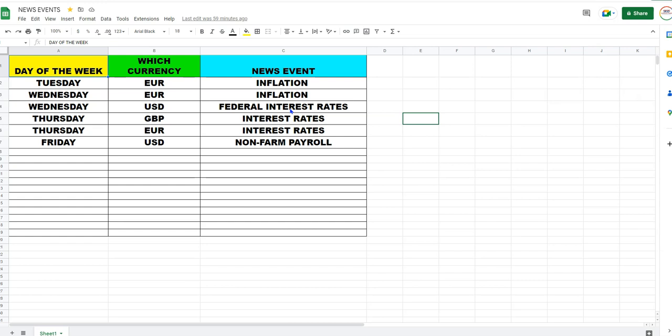But watch this. As soon as the Feds get done with their interest rates, the markets spike all over the place, and then you have to wait for them to settle out. Then you get slapped again with the GBP. The GBP comes out with their numbers, and then you get slapped again.